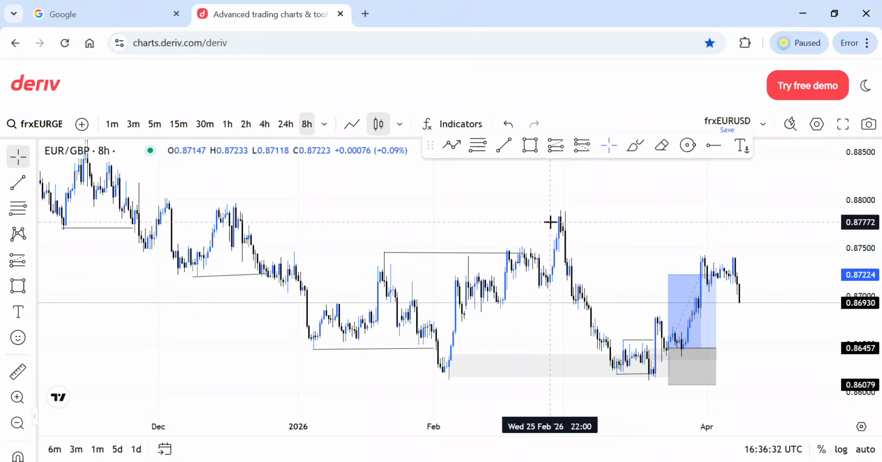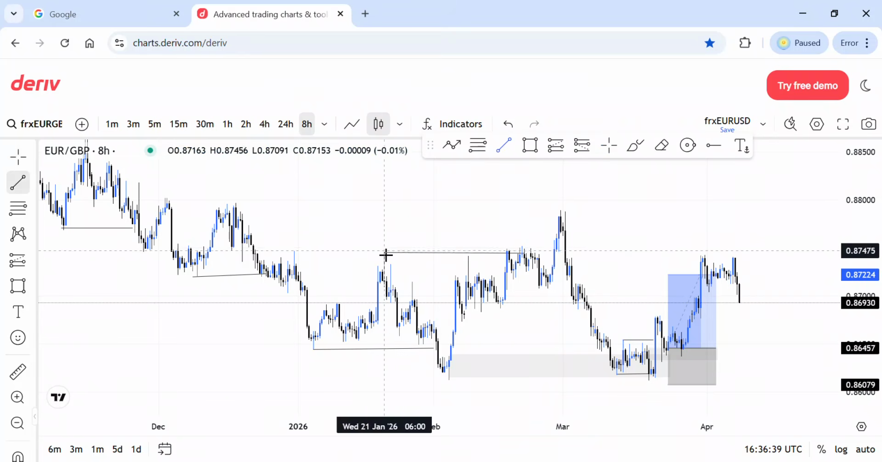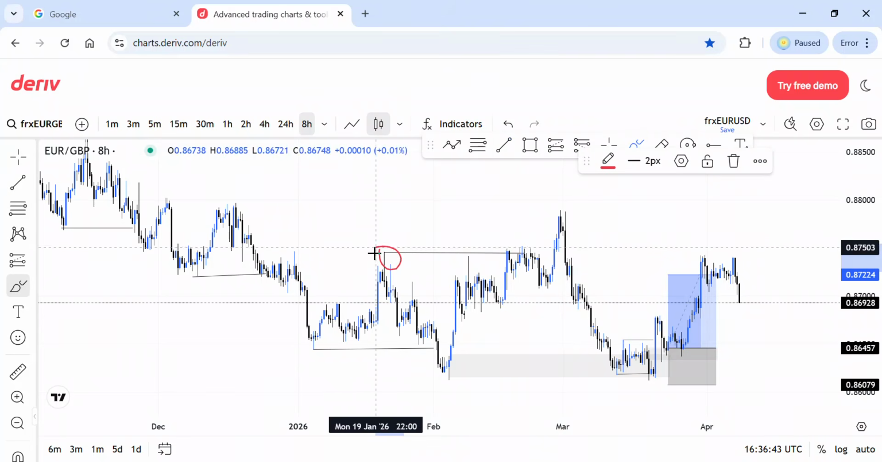I said two major lows being broken to the downside if you are selling, and two major highs being broken to the upside if you are buying. But according to this one, we can only see a major high being broken to the upside. This is the next one.